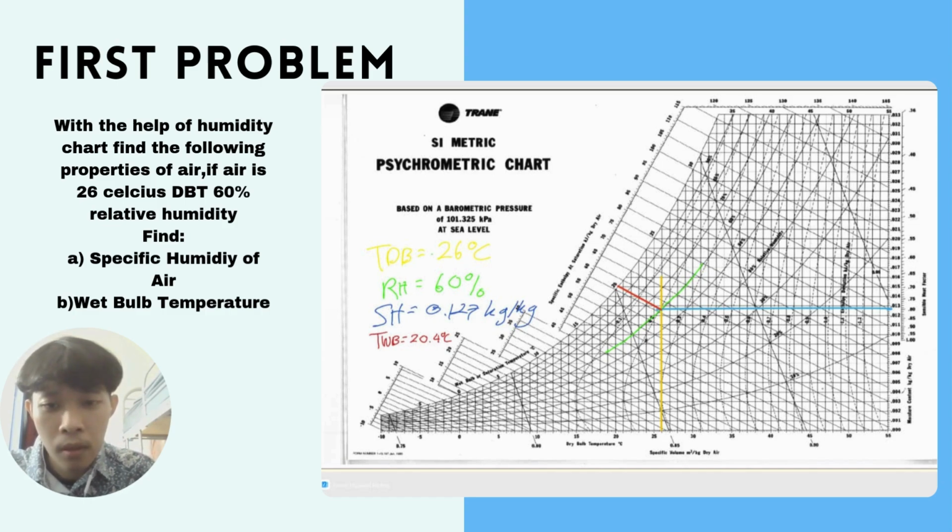For the wet bulb temperature, from the same point that inclines with the line of temperature dry bulb and relative humidity, you make a 45-degree line to obtain the temperature wet bulb. As you can see from the graph, the temperature wet bulb line is colored red and the value obtained is 20.4 Celsius.